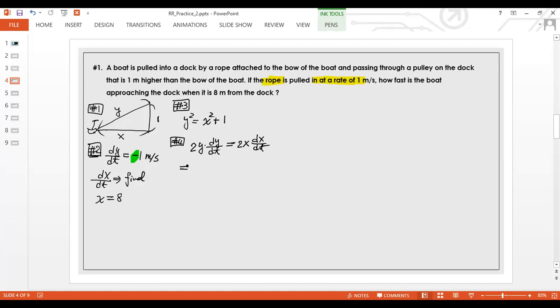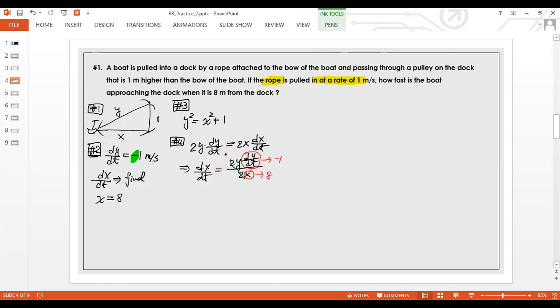Now remember, I want to find dx/dt. So dx/dt will be 2y dy/dt divided by 2x. The 2 and the 2 cancel, that's good. And dy/dt is given, so this is negative 1. That is good. x is given: x is 8.